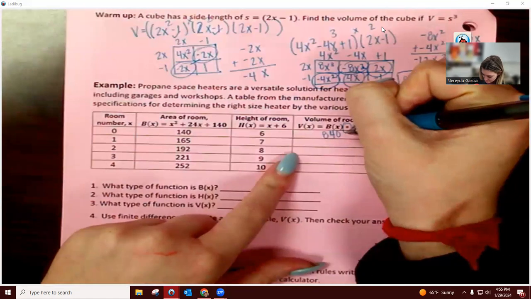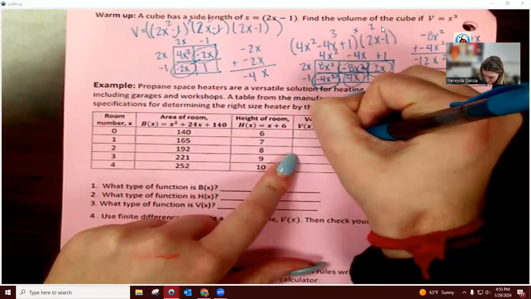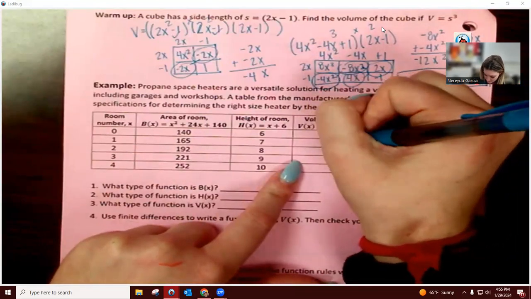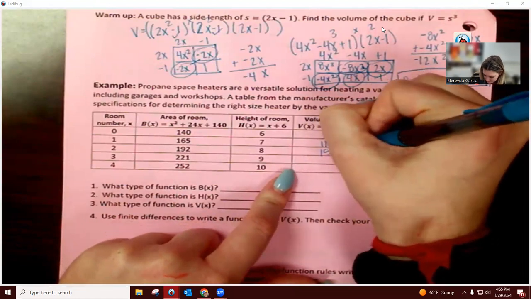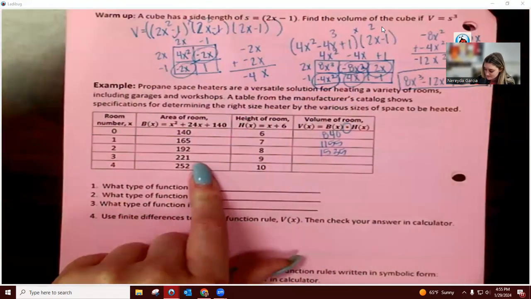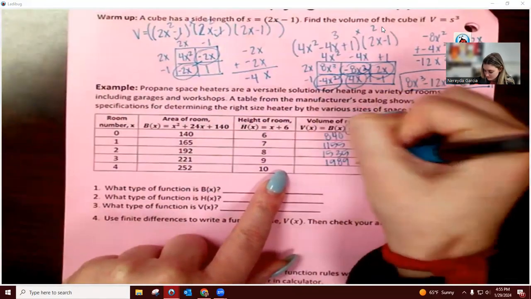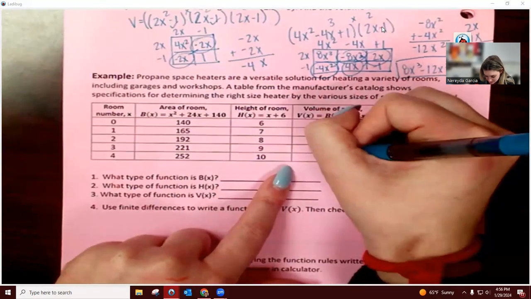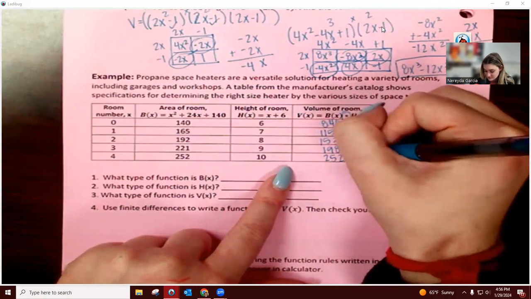So 165 times 7 is 1155. 192 times 8 is 1536. Sorry. 221 times 9 is 1989. And my last one, 252 times 10 is 2520, sorry.